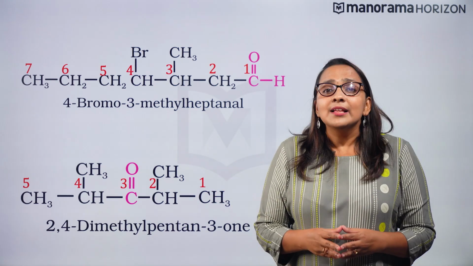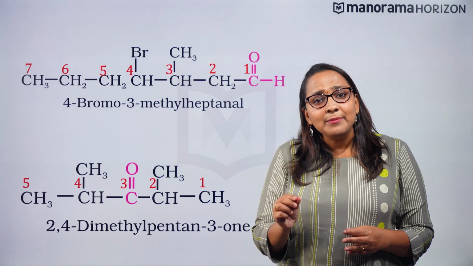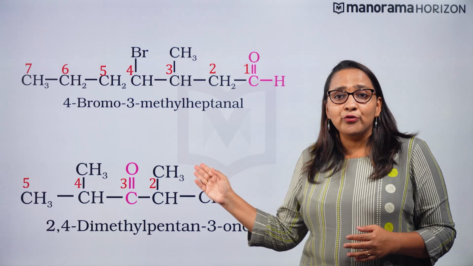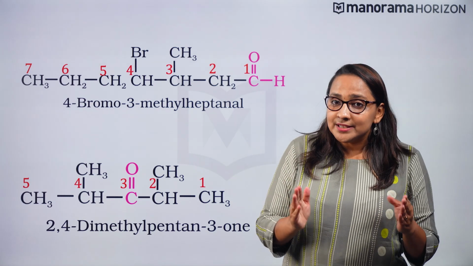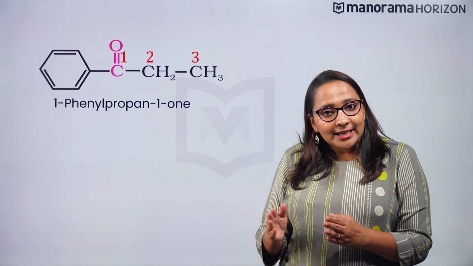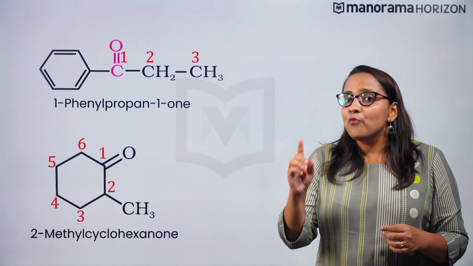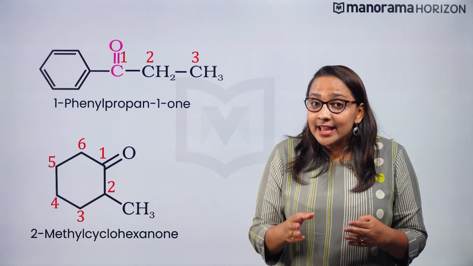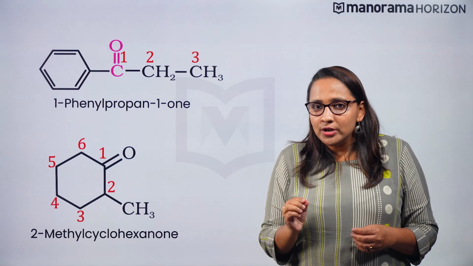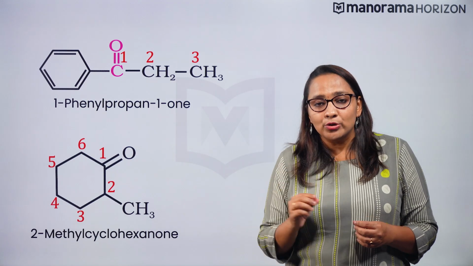For example, the name of the first structure is 4-bromo-3-methylheptanal and the second structure is 2,4-dimethylpentan-3-one. The same applies to cyclic ketones where the carbonyl carbon is numbered 1. Therefore, the name of the first structure is 1-phenylpropan-1-one and the second structure is 2-methylcyclohexanone.